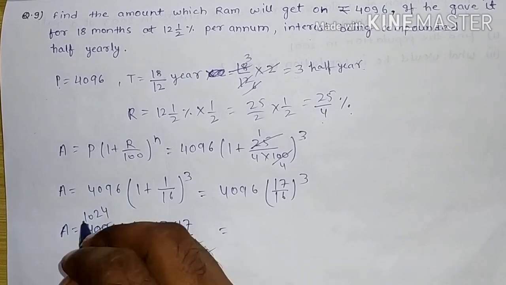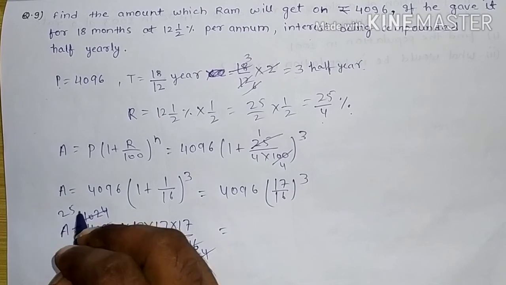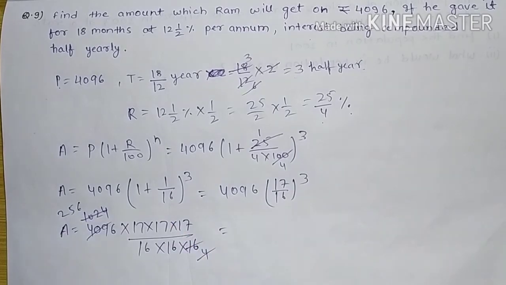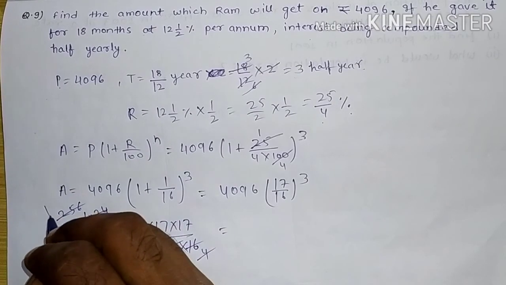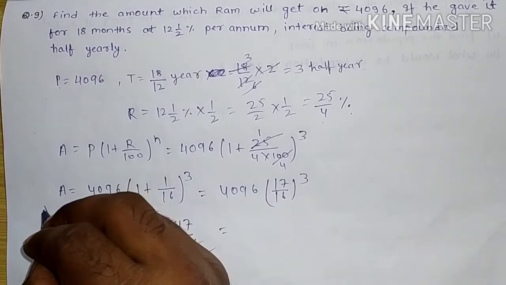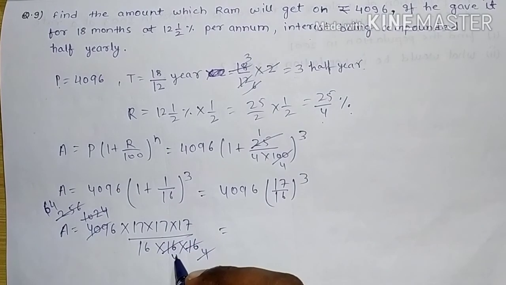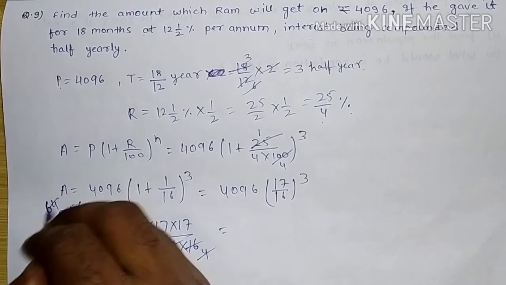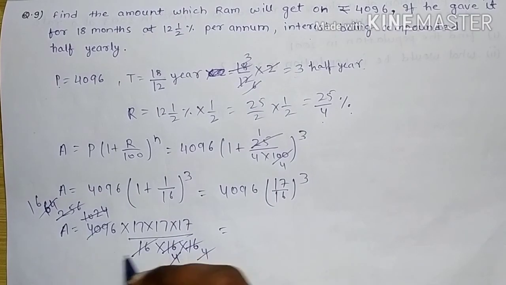Again divide by 4, that is 4 2 is 8, 22, 4 5 is 20, 4 6 is 24. Now 16. First of all we have to divide by 4, 4 4 is 16, 4 6 is 24, 4 4 is 16. Now again divide by 4, 4 1 is 4, 4 6 is 24, 16 and 16 will be cancelled out.